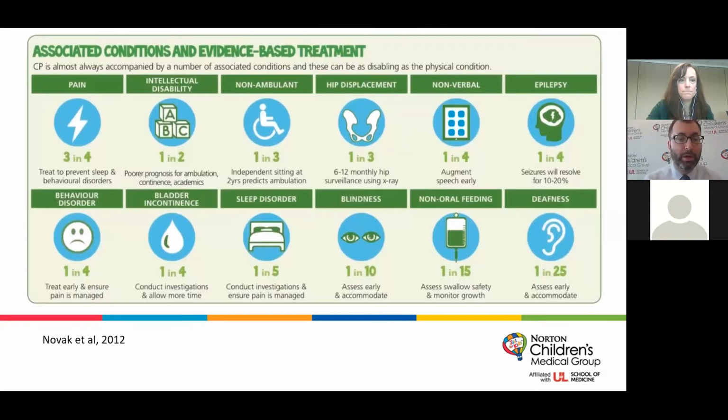This is a wonderful schematic from a paper in 2012 that really nicely breaks down, based off of cerebral palsy, how many different comorbidities are involved. So 3 out of 4 patients may have pain, and it can be higher depending on certain studies, intellectual impairment, verbal problems, sleep issues.